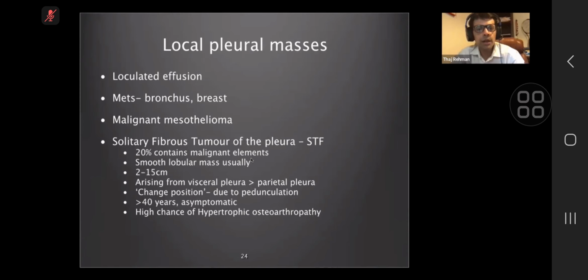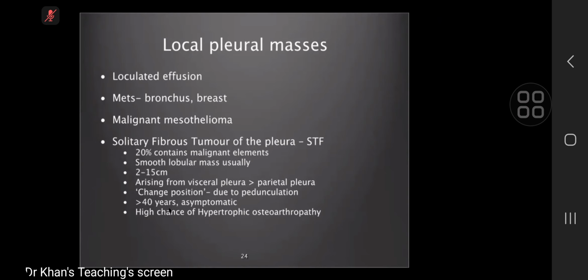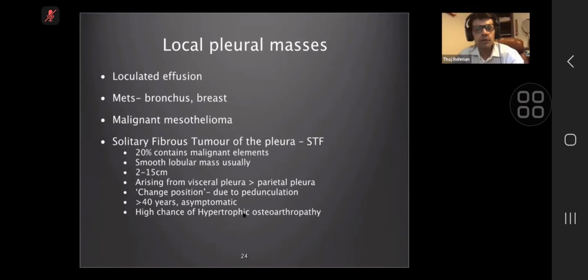So all this pleural, this is quite straightforward. I'll just mention the pleural fibroma. It's nowadays called solitary fibrous tumor of the pleura, because they like changing names and confusing us. 20% contain malignant elements. It is a smooth lobular mass. It can go up to a very large size, arising from the visceral pleura more than the parietal pleura, and they change position. And there is a chance of hypertrophic osteoarthropathy.